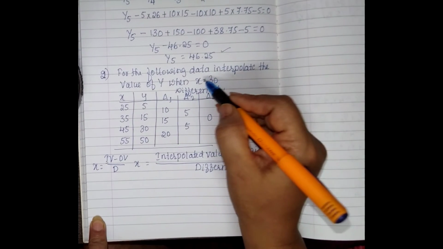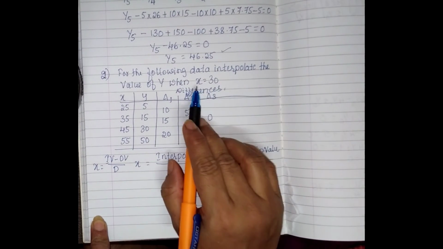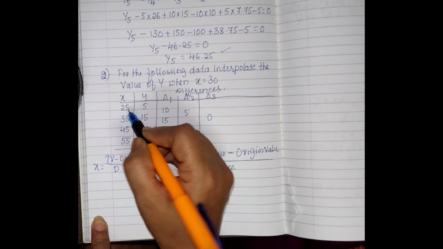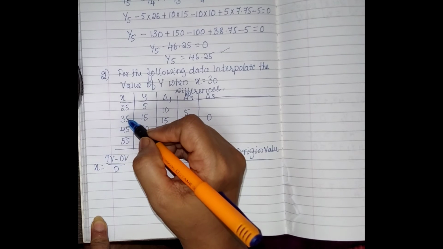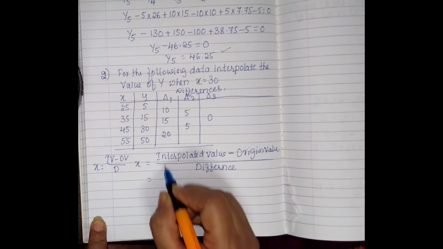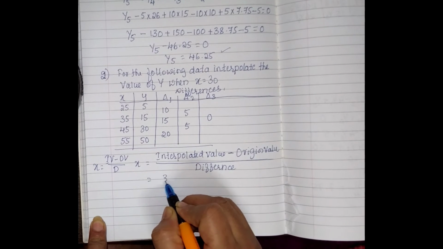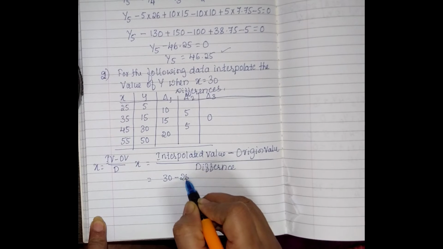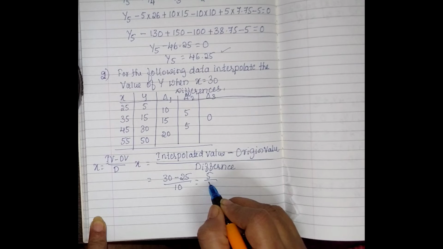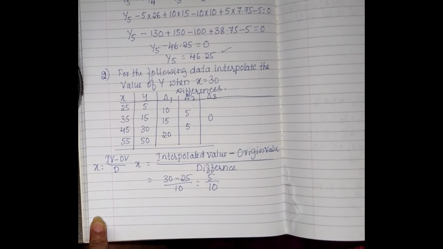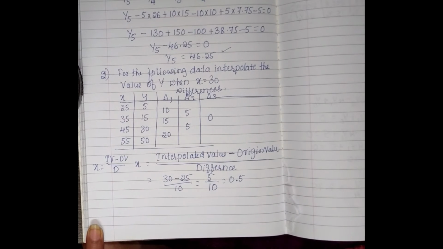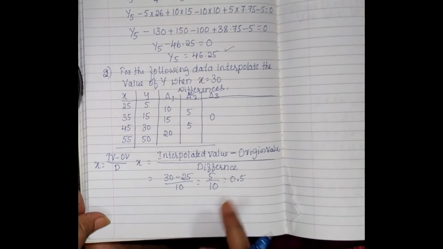The interpolated value means the x value which is given. The origin value of x is 25. The difference value is 25 to 35, 35 to 45, that is 10. Then you calculate: the interpolated value 30 minus 25 divided by 10. That is 5 divided by 10, that is 0.5. So 0.5 is the x value.